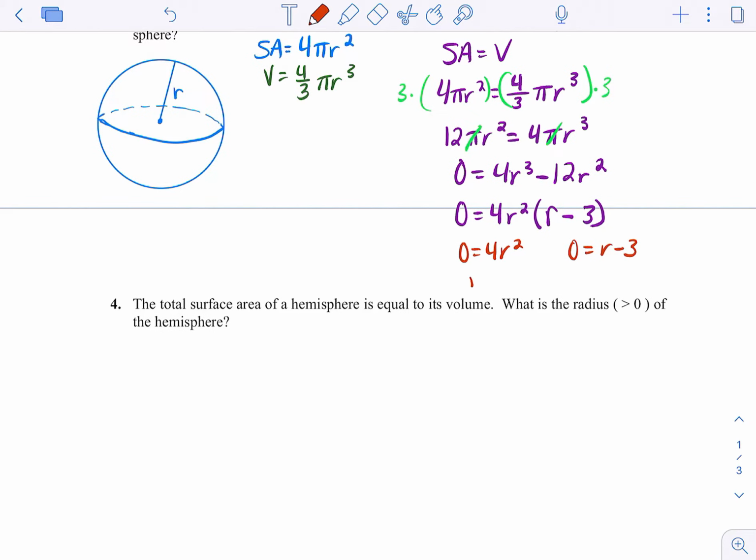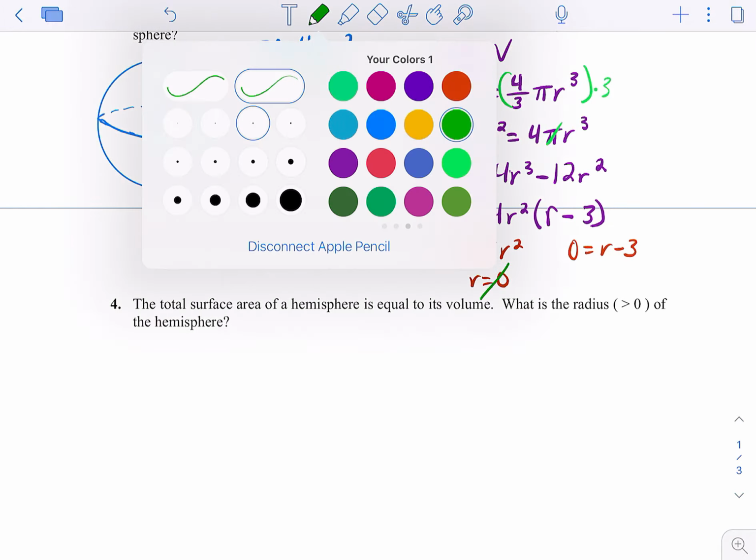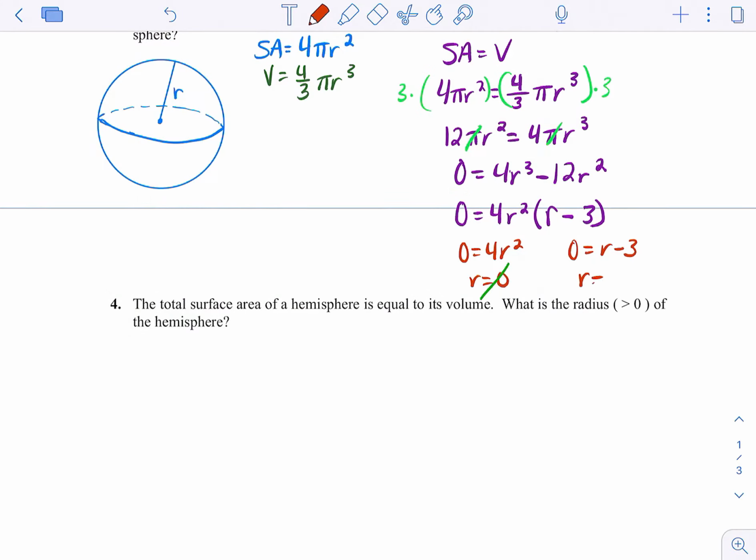The first one comes out to be a radius of 0, so we don't want that. Radius of 0 doesn't do anything for us. But the second one, when I add the 3 over, gives us a radius of 3. All right, so then that helps us work this out here. If you would like to see another one, I'm going to quickly work through the next one, and if you think you've been having difficulties with this, then we can work through another one here.